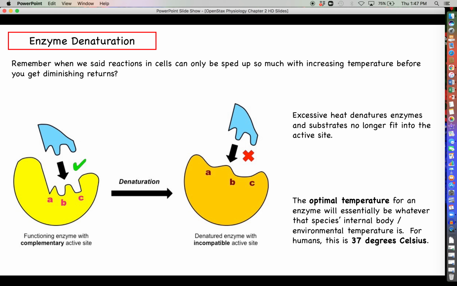We want the temperature to be sufficiently high to get molecules to collide with one another at a good rate, but not so high that our proteins start unfolding.